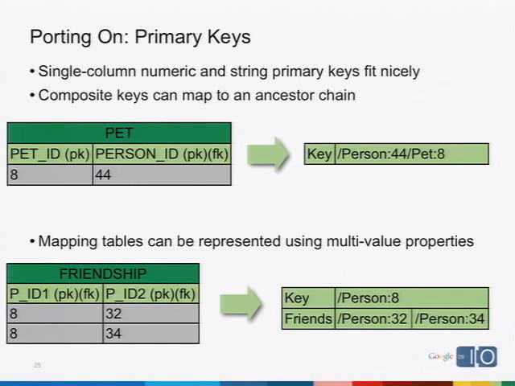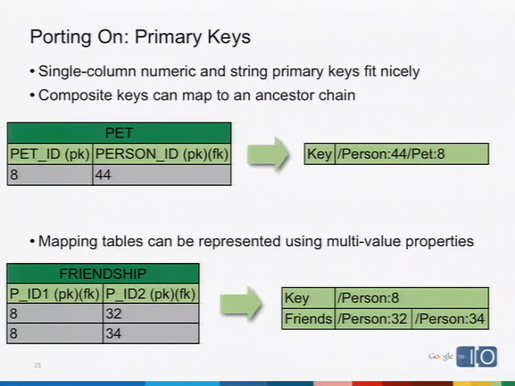That works pretty nicely. So we have an example here of a pet object where we have a composite primary key consisting of the pet ID and the person ID. And then over here on the right, we can see that this maps to an ancestor chain where the top-level element is the person and the child element is the pet.